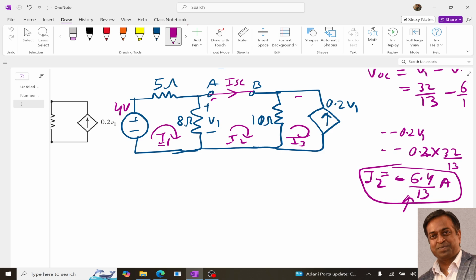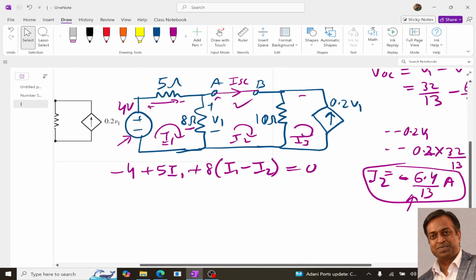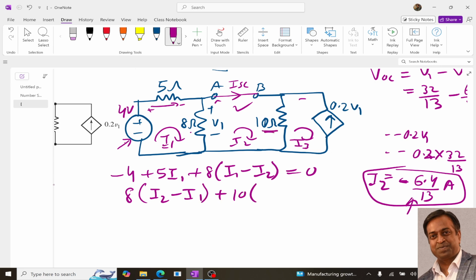After assuming the loop currents, let me write the KVL for the first loop. So first considering this minus 4, now this plus 2 minus, so plus 5I1, and then for this 8, it is 8I1 minus I2 equal to 0. Now for this second loop, for this 8, it will be 8I2 minus I1. Then coming to this 10, it is 10I2 minus I3 equal to 0.